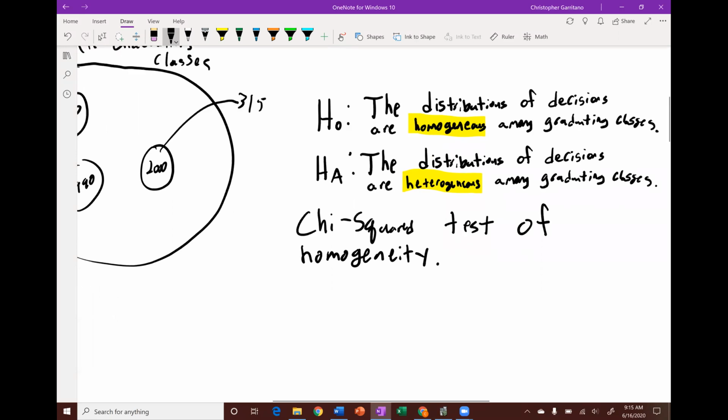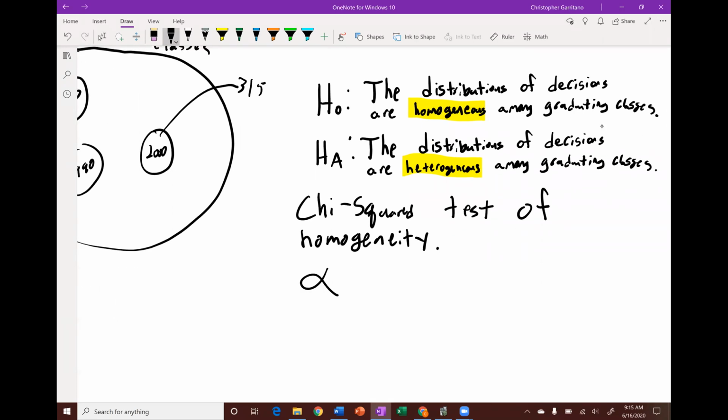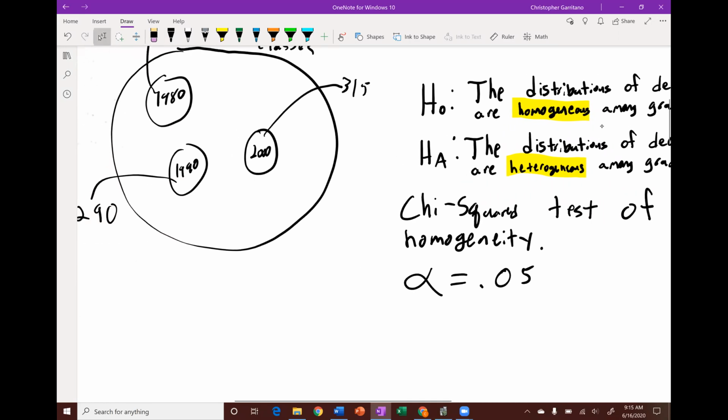Right, and let's just, for the sake of it, say that we're going to set alpha to be 0.05. I'm not going to go through the conditions. I'll point you to the textbook. You can read the textbook for that. But if you've been paying attention, then I'm sure you can guess what the conditions are going to be to be able to use this test. All right, so let's just get into the mechanics of the test.